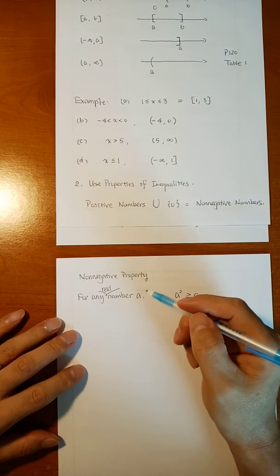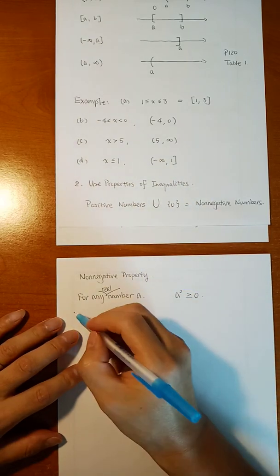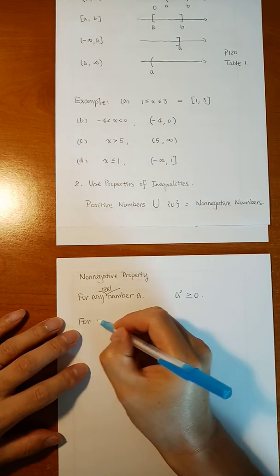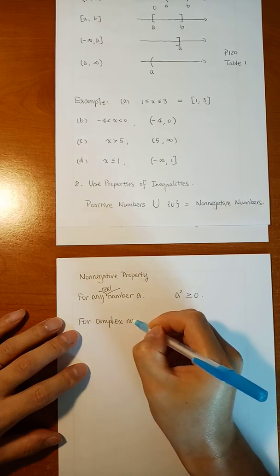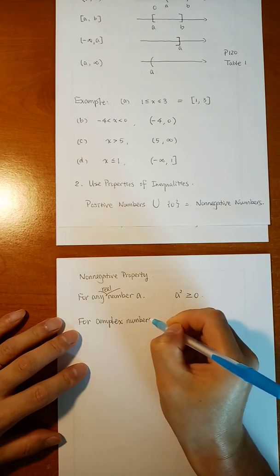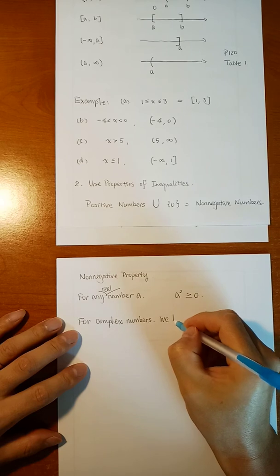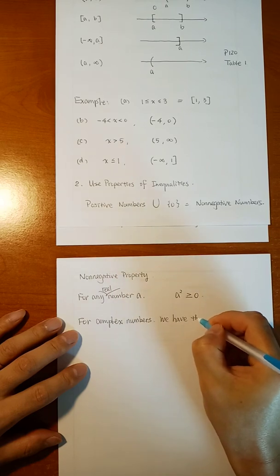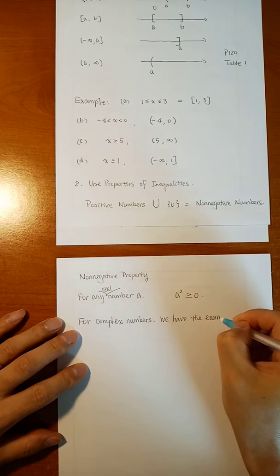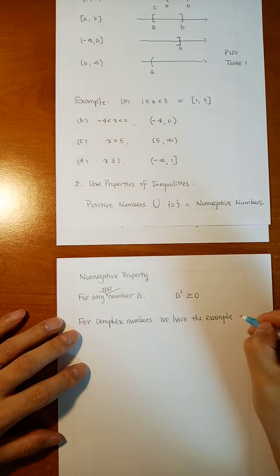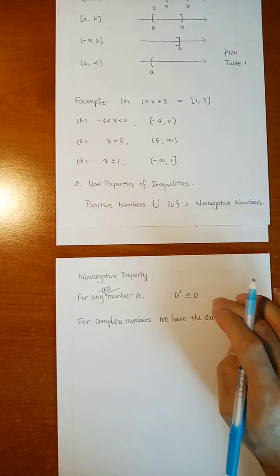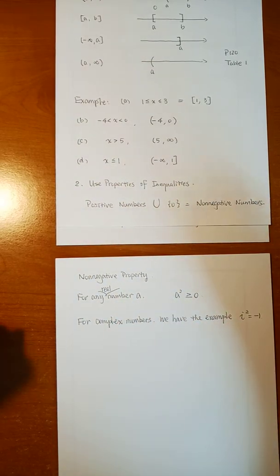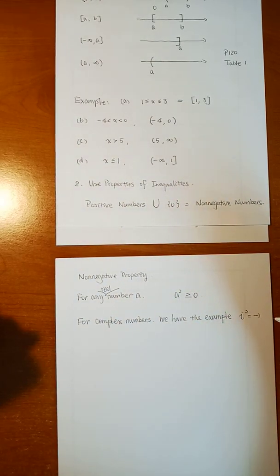Remember that for the complex number, we have the example i squared is equal to -1. So this property only works for real numbers. It does not work for complex numbers.